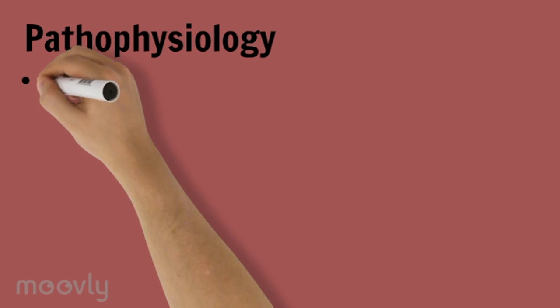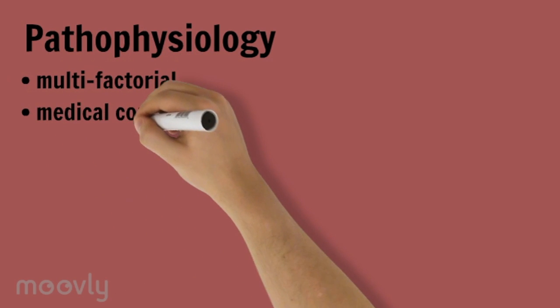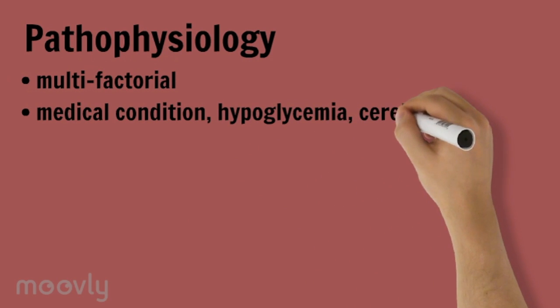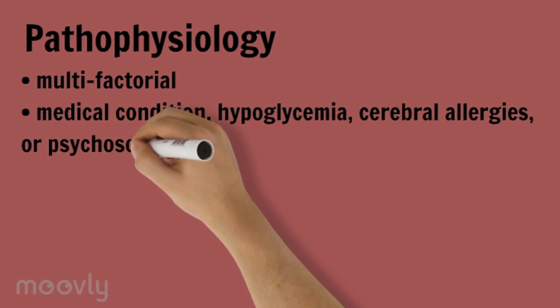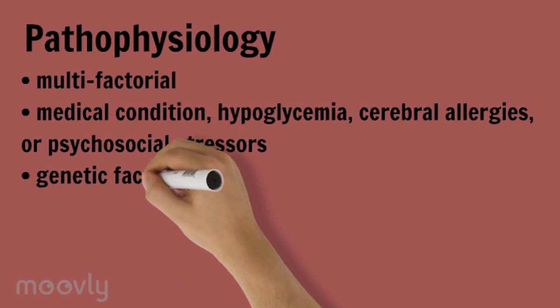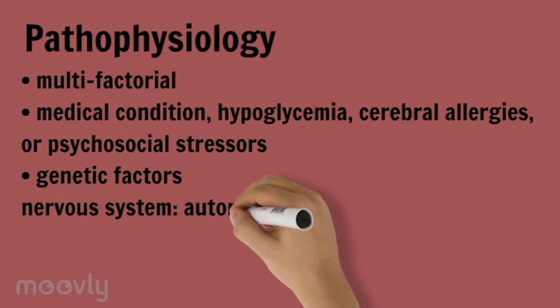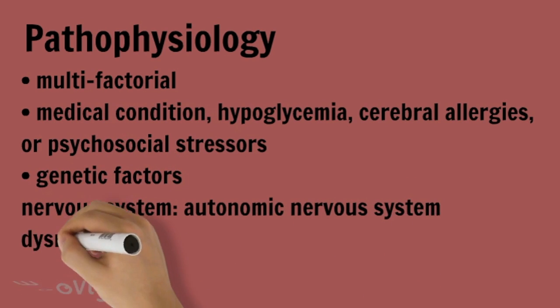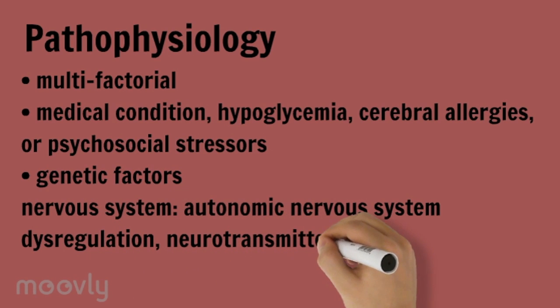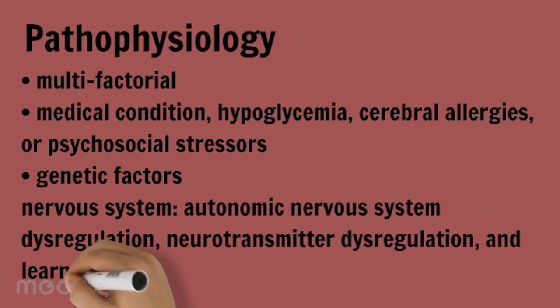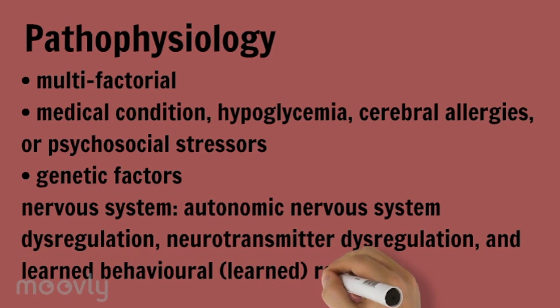The pathophysiology of anxiety disorders is multifactorial. Oftentimes, anxiety issues may not be due to a primary anxiety disorder and are due to a medical condition, hypoglycemia, cerebral allergies, or psychosocial stressors. Anxiety disorders may also be due to genetic factors and autonomic nervous system dysregulation, neurotransmitter dysregulation, and learned behavioral responses.